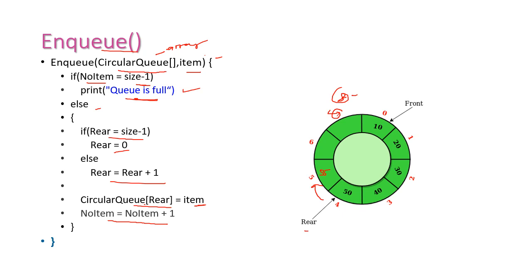Okay. 55 will be inserted here, and the number of items will be incremented by 1. So now the total items are 6 items. 1, 2, 3, 4, 5, 6. So this we need to maintain in the circular queue, right? Otherwise, all the operations are same as linear array.